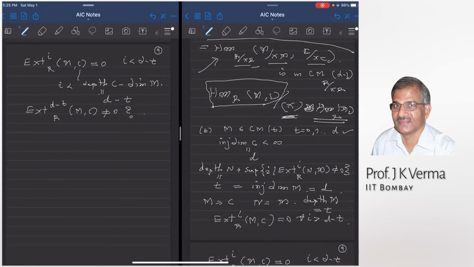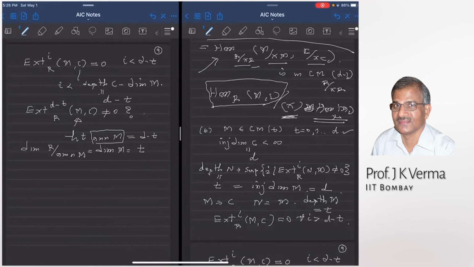But you can also see it by looking at the annihilator of M. What is the height of the annihilator of M? M is dimension T. The height of the annihilator of M is the dimension of R over the annihilator of M, which is the dimension of M. This is T. So what is the height of the annihilator of M? D minus T. And the annihilator of M is an ideal in the Cohen-Macaulay ring, so its grade is equal to its height. So grade is also D minus T.